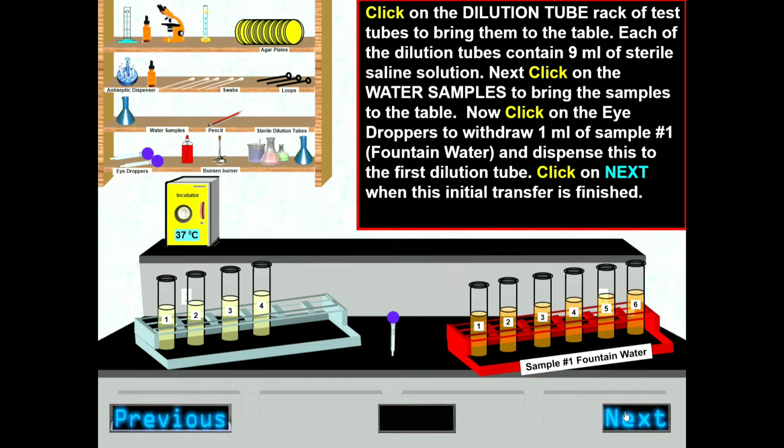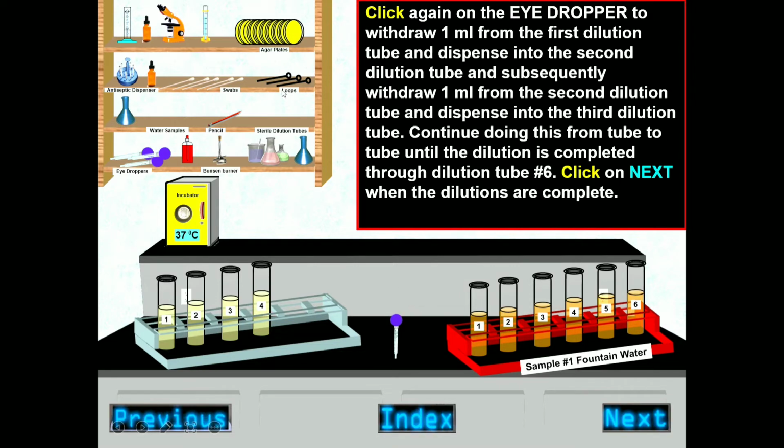Go to the next page. Now click again the eyedropper to withdraw 1 ml of the first dilution tube to dispense into the second dilution tube, and subsequently withdraw 1 ml from the second dilution tube to dispense into the third dilution tube. Continue doing this from tube to tube until the dilution is complete through dilution tube 6. So we go to the next page.